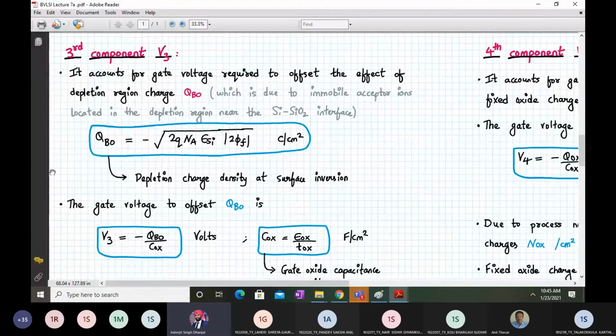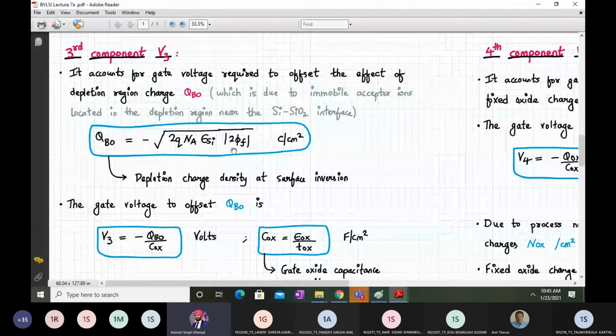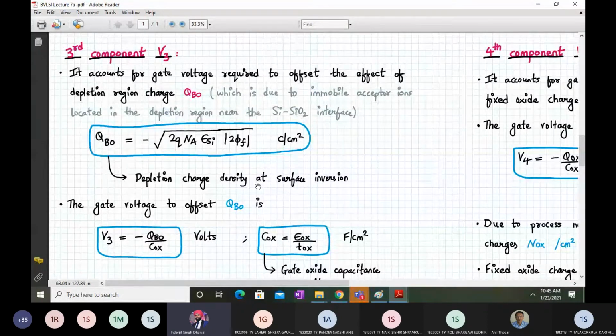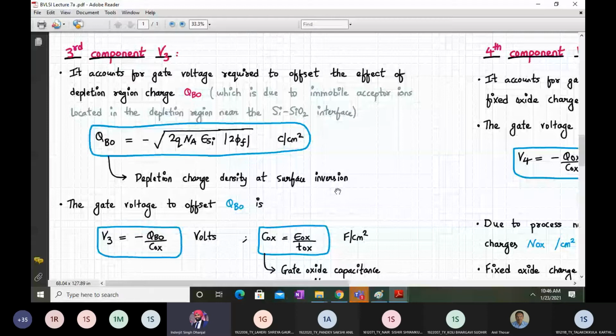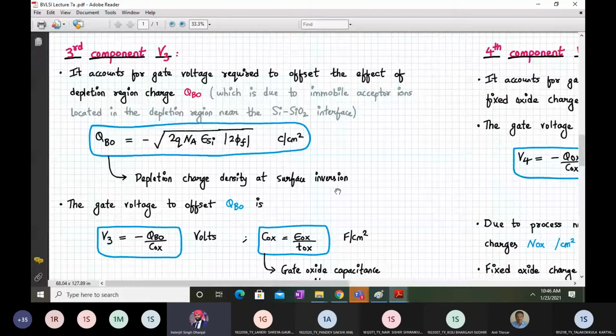So QBO, we have already derived it last time. QBO is given by minus square root of 2 q Na epsilon Si into mod of minus 2 phi f. Actually, I should have written here minus 2 phi f, and the unit is coulomb per centimeter square. So kindly write this formula down. This is the depletion charge density at the surface inversion. We have derived this formula for a p-type silicon substrate. For an n-type silicon substrate, the sign will become positive, and instead of Na we will have Nd. So please note that down also.